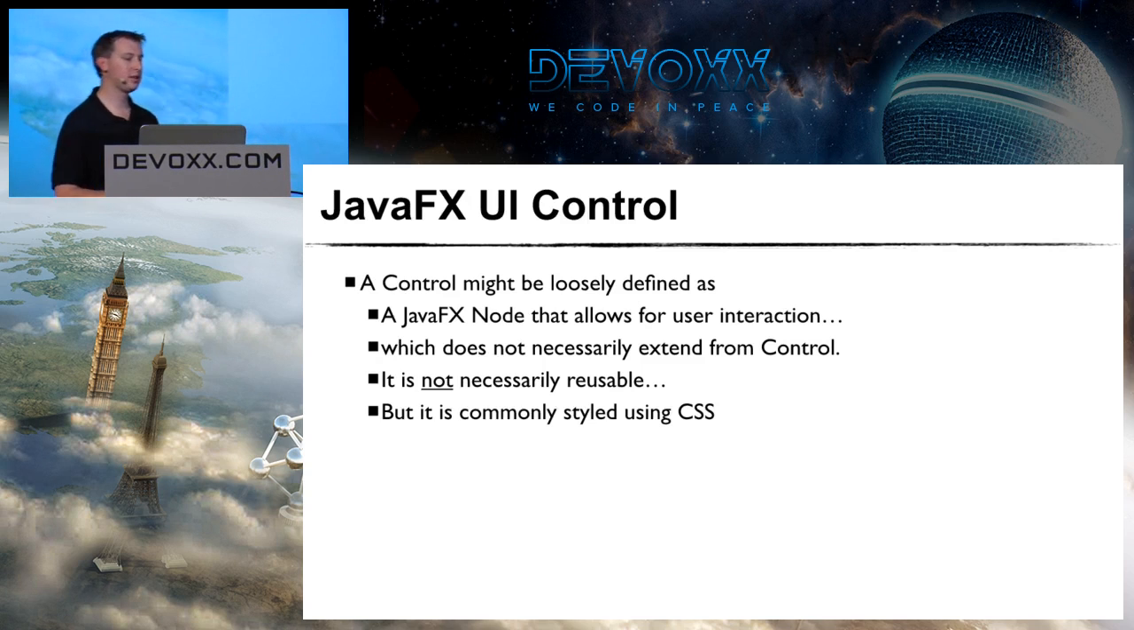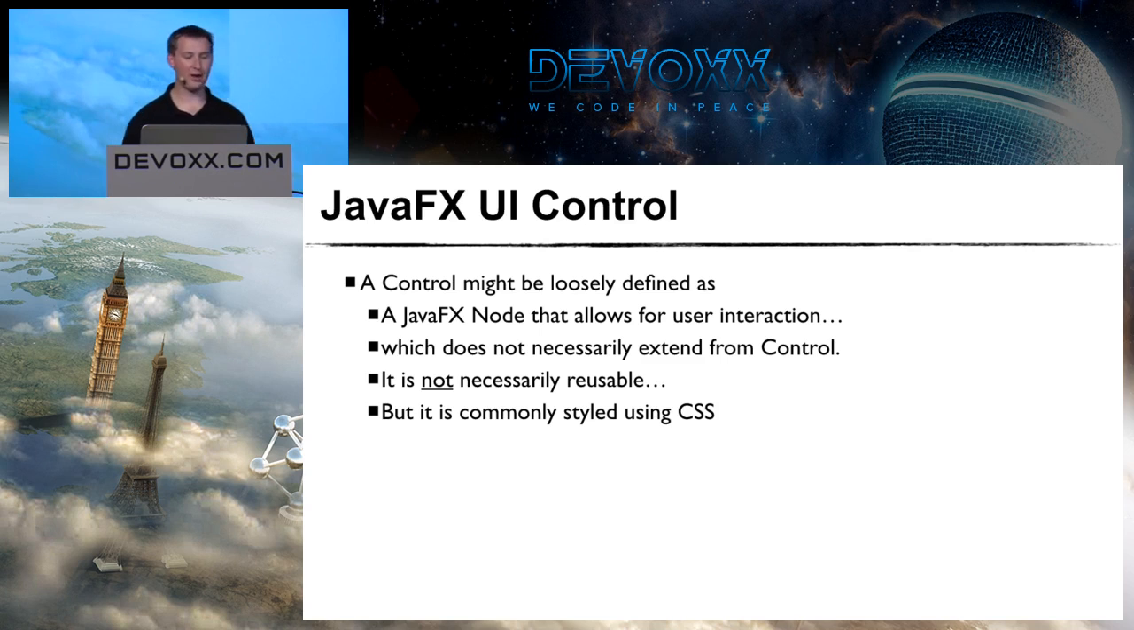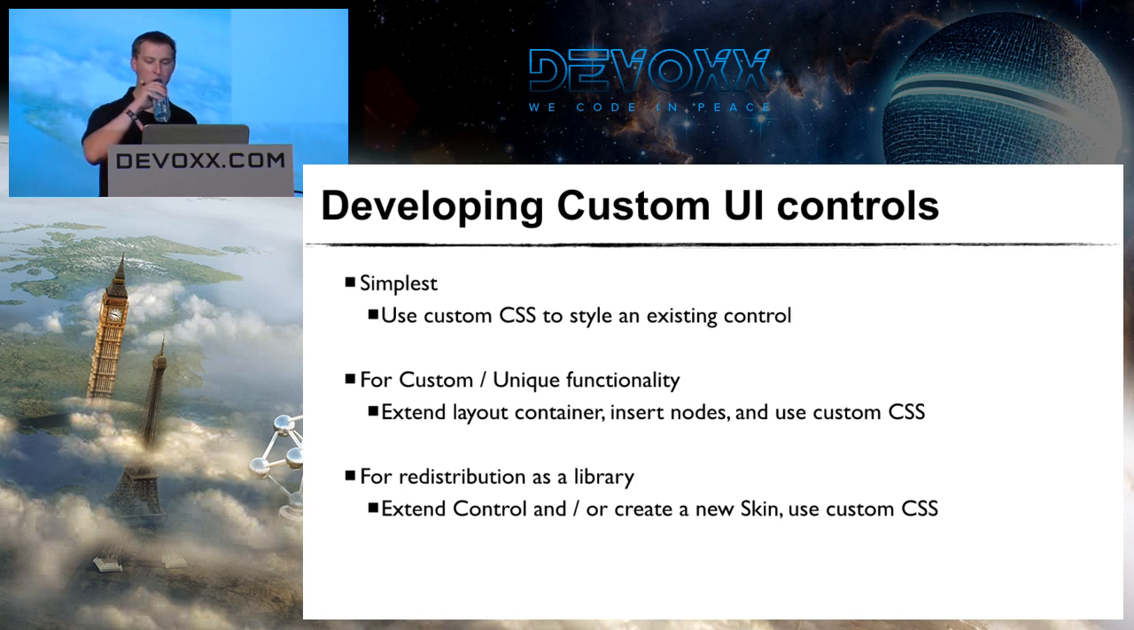So how would you loosely define a UI control? It's a lot more loose than you might think, for me anyway. All it really is is a node, so something that goes inside the scene graph. It does not necessarily have to extend from Control. Control is kind of going the whole hog. You don't have to go that far. It's not even necessarily reusable. It's just something that you can use inside your organization to suit the needs of your company. Commonly it's styled using CSS just because it's such an easy way to make your control look nice.